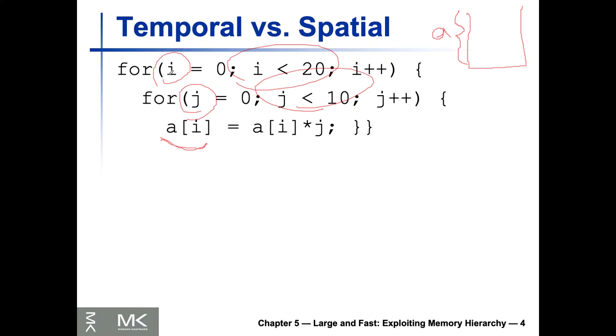Also, when you iterate over i, you're going up and down. So this is like i plus 3, i plus 6. After you access i plus 3, because you're going plus plus in this direction, you're going to access i plus 4. Previously, you were accessing i plus 2. So you can consider that as spatial locality. You can consider the references to A[i] as spatial as well.